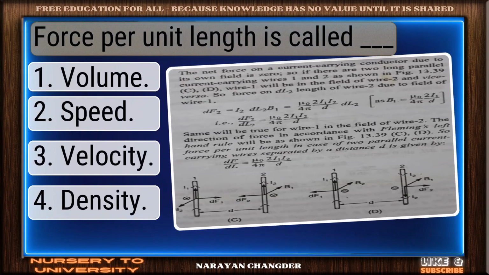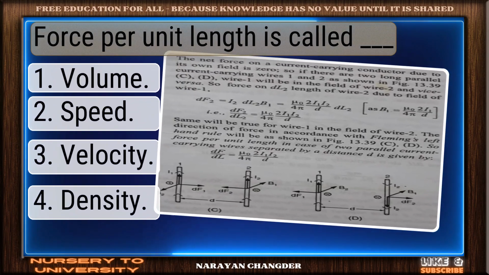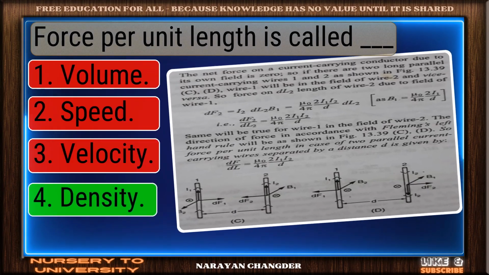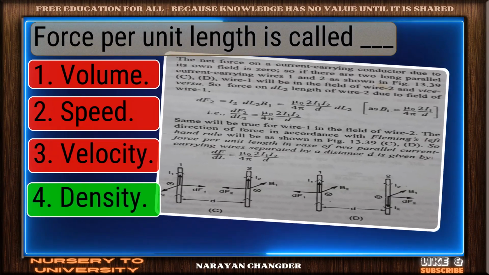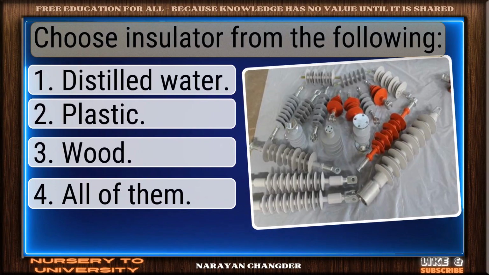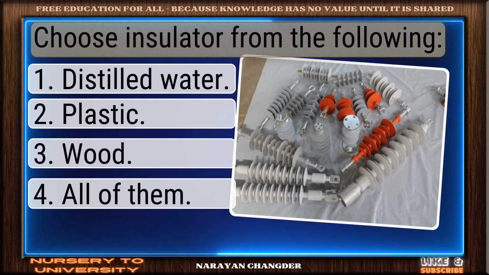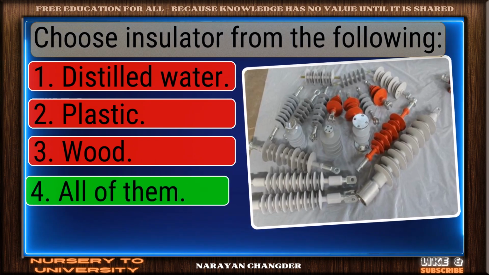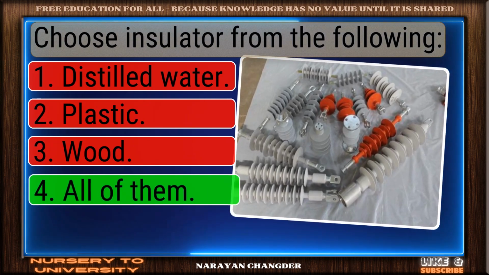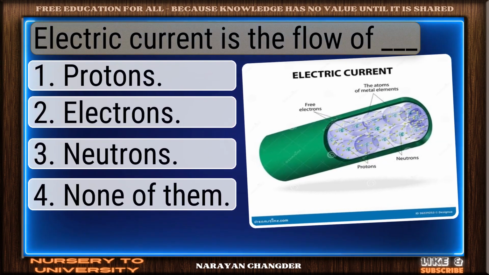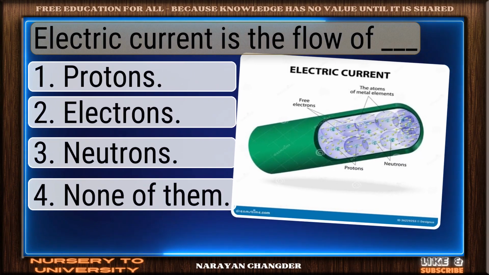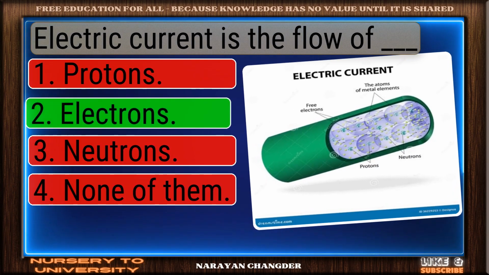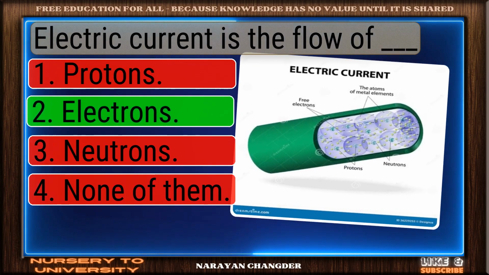Question number 190. Force per unit length is called dash. Correct response. Density is the most accurate answer. Question number 191. Choose insulator from the following. Nicely done. All of them is a solid answer. Question number 192. Electric current is the flow of dash. On track. Electrons is the correct answer.